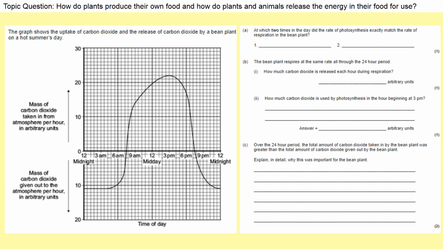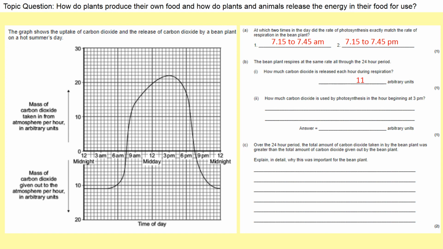Right then. At which two times in the day did the rate of photosynthesis exactly match the rate of respiration? That would be when there was no change in the mass of carbon dioxide. So we're looking for where it crosses the axes. So sometime between 7:15 and 7:45 would have been the point at which it crosses the axes. You then had to read off the graph how much carbon dioxide is released each hour during respiration.